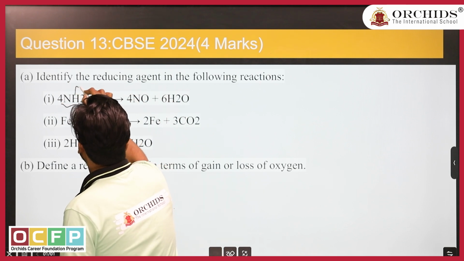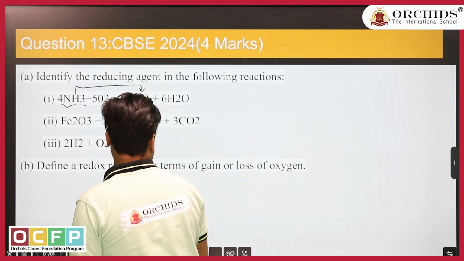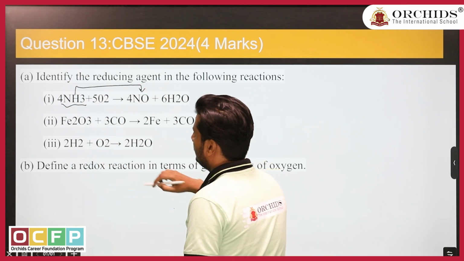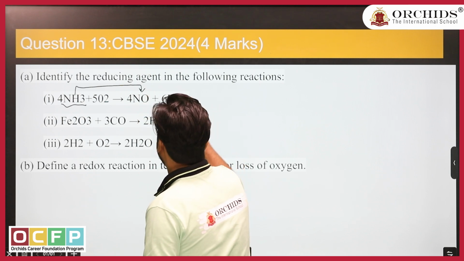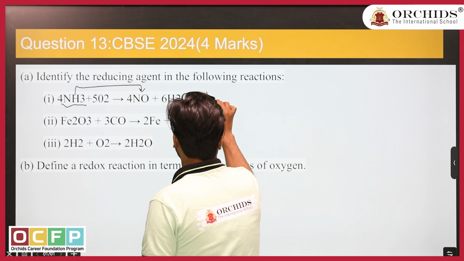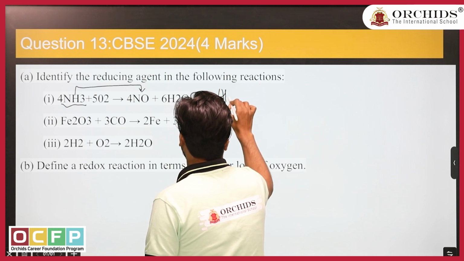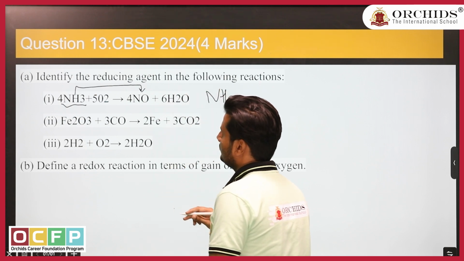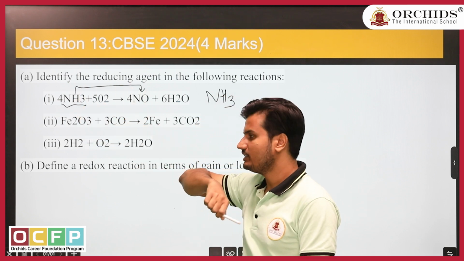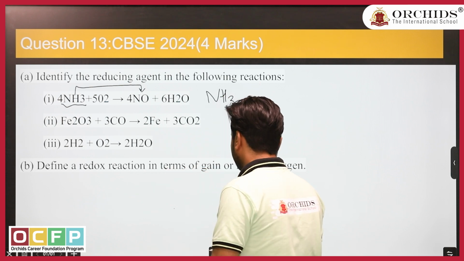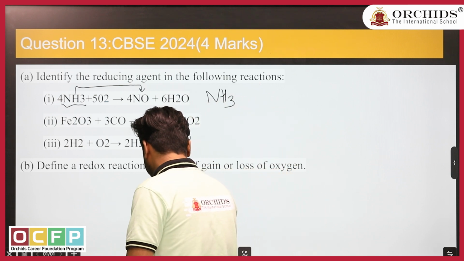NH3 is losing hydrogen. Nitrogen is losing hydrogen or gaining oxygen. So our NH3 is our reducing agent. The substance which is getting oxidized, that will be the reducing agent. Next is our Fe2O3.